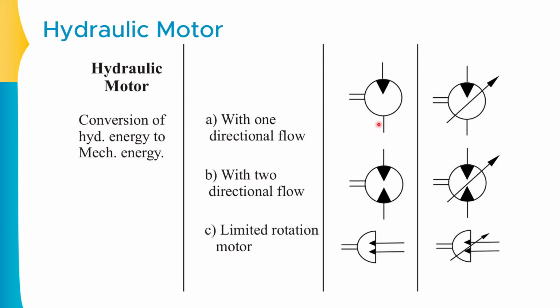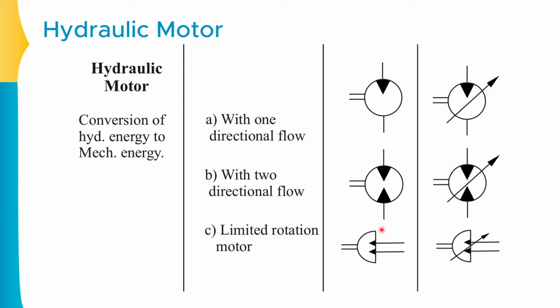Completed. Now this specific one is a monodirectional flow, or one directional flow, and this is the fixed displacement one, and if you draw the 45-degree arrow, it will become a variable displacement one. Simple. Secondly, if it is a bidirectional flow, that means if you flow fluid in this specific direction, it will convert that fluid energy into the mechanical energy.